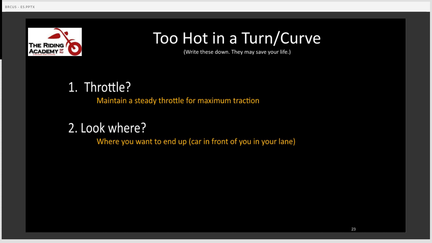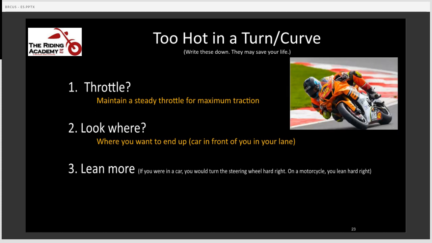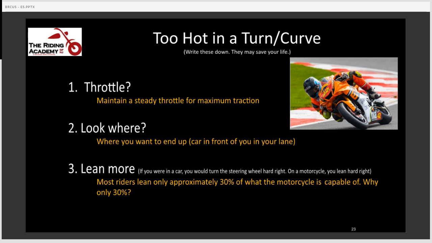And the third thing is you lean more. Now, if you were in a car, you would turn that steering wheel hard right, but in a motorcycle, the way we turn is you have to lean hard right. You ever see the racers? They're almost on their sides. So you really can lean that motorcycle. But an interesting statistic here: motorcycle riders lean only about 30% of what that motorcycle is capable of. Why only 30%? Well, it's fear of falling.